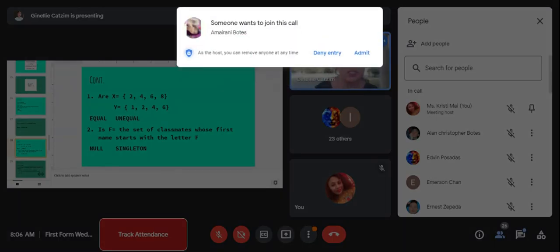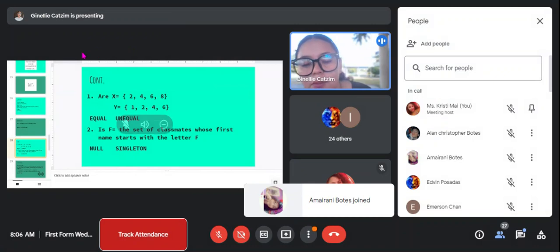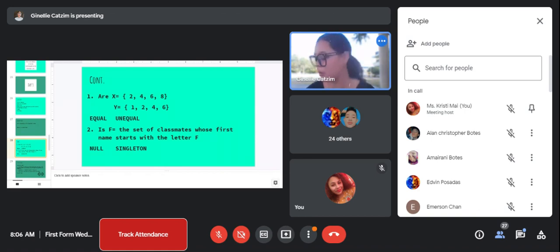So basically this is just a little revision on what we covered yesterday, the six types of sets. Can anyone say one type of set that you remember? I have, let's say, four there. So you could have shared two more. We have equal, unequal, null, and singleton. Any two persons want to share two more sets that we covered yesterday?